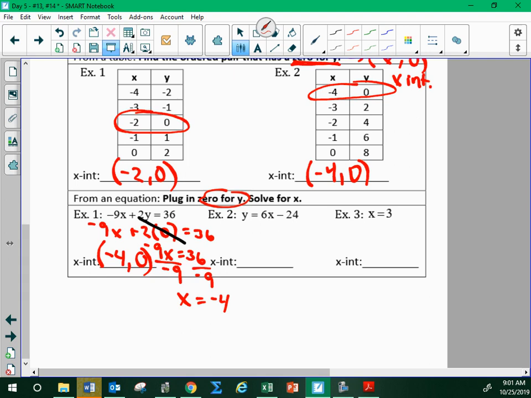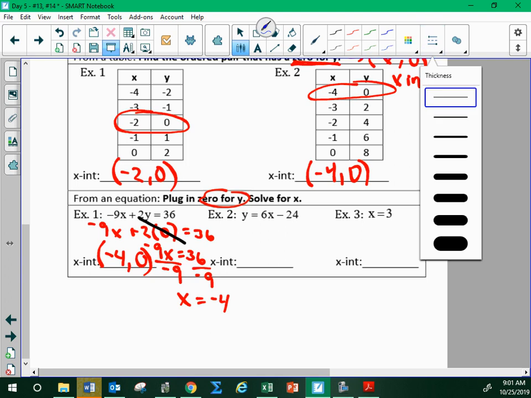Okay, so same thing for the next one. Our y value is always 0. Would every equation tell us to put 0 for y? It's not going to tell you that. It's going to say just find your x-intercept, and you have to remember that means y equals 0.